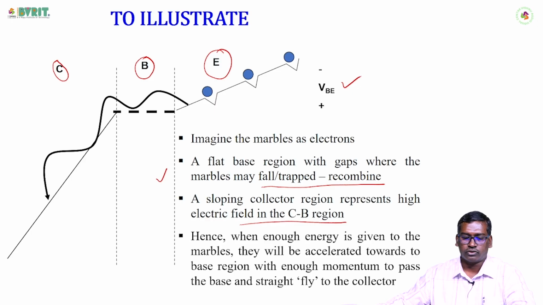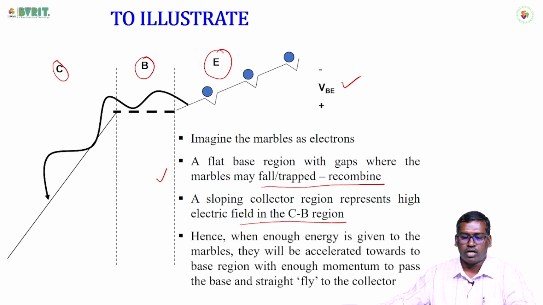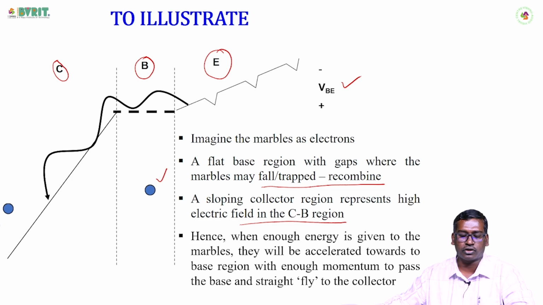See that, try to observe here how the marbles are moving. See that the speed, how the acceleration has been increased at the collector region. That is the reason we can see that the collector is where we are getting the amplified current at the output side, right? The marbles are moving from the emitter to the base to the collector.